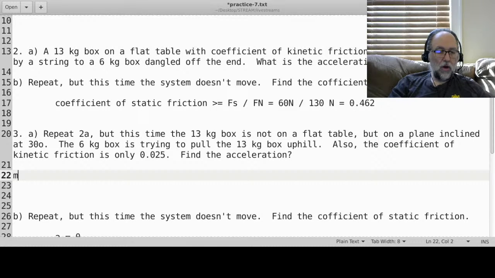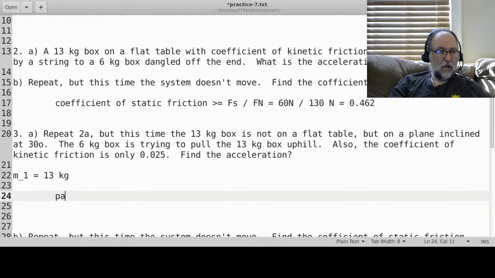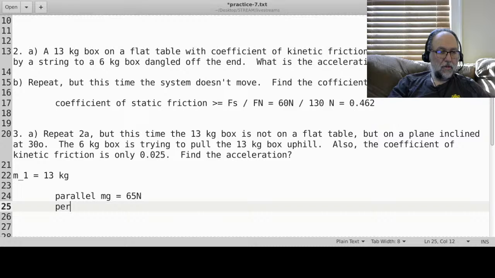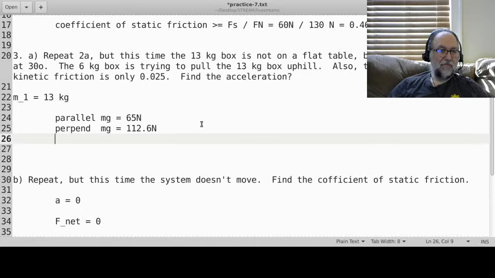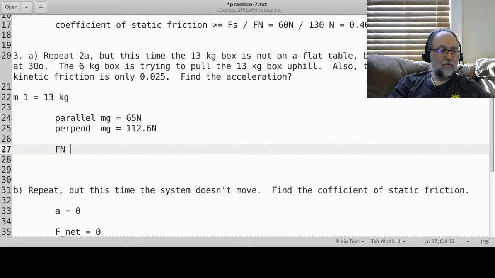So I've got M1 here, and M1 is the 13 kilogram box, and we had the parallel mg, and that was equal to... sorry, no, that was the 65 newtons. We had the perpendicular force of gravity, that was 112.6 newtons. I'm just transcribing from the diagram. The normal force was 112.6 newtons as well.